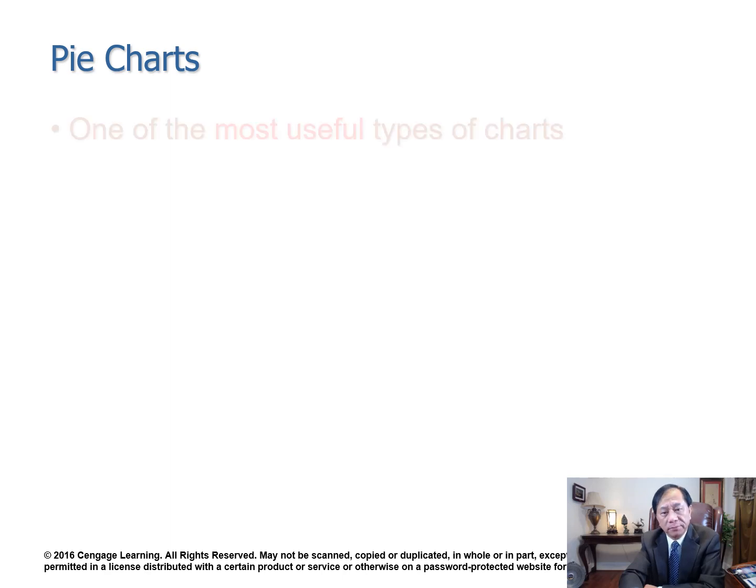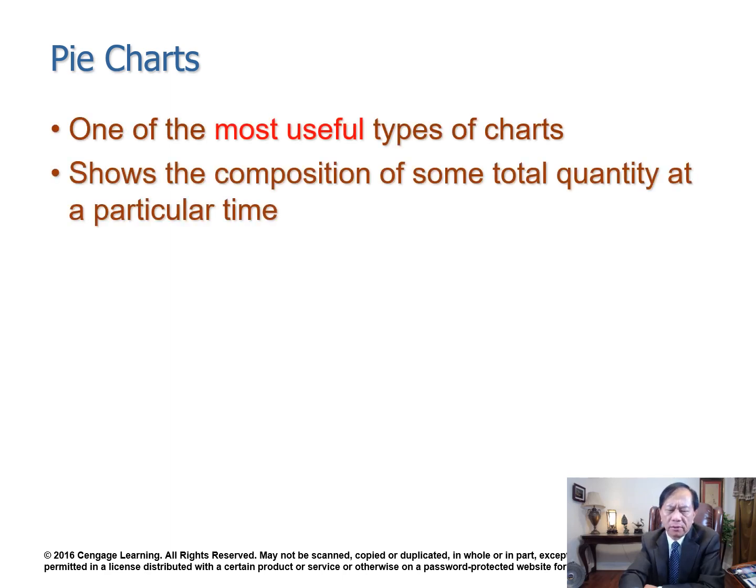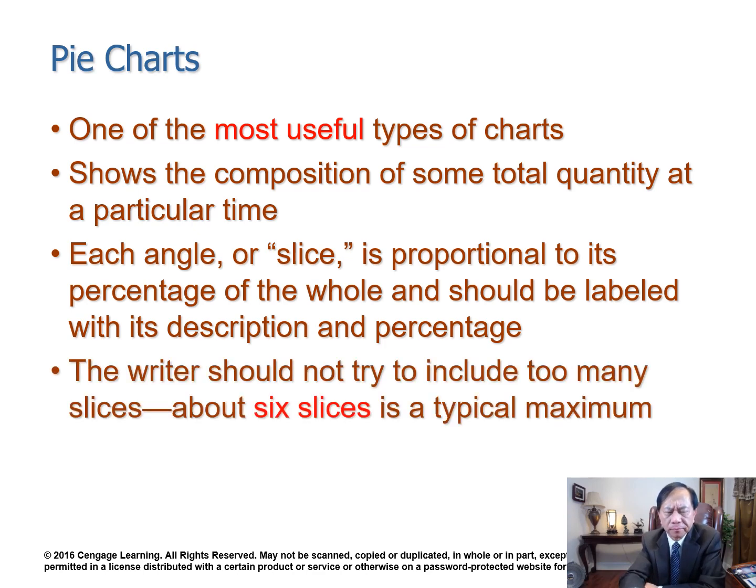And pie charts. Okay, you can use pie charts. One of the most useful types of charts. It shows the composition of some total quantity at a particular time. Each angle or each slice, like a pizza pie, right? Each slice is proportional to its percentage of the whole and should be labeled with its description and percentage.